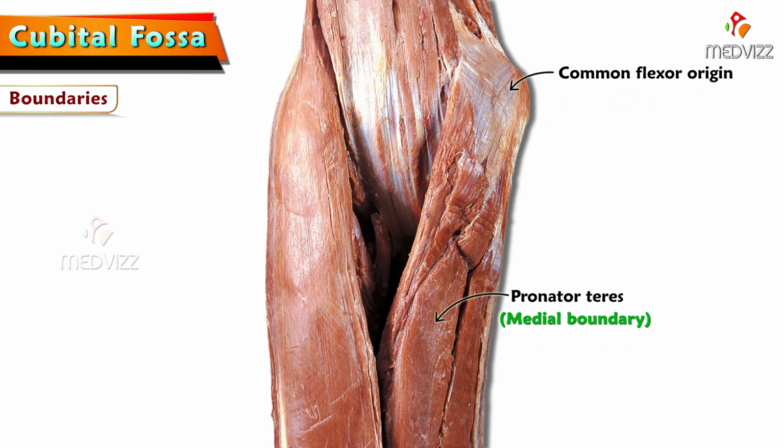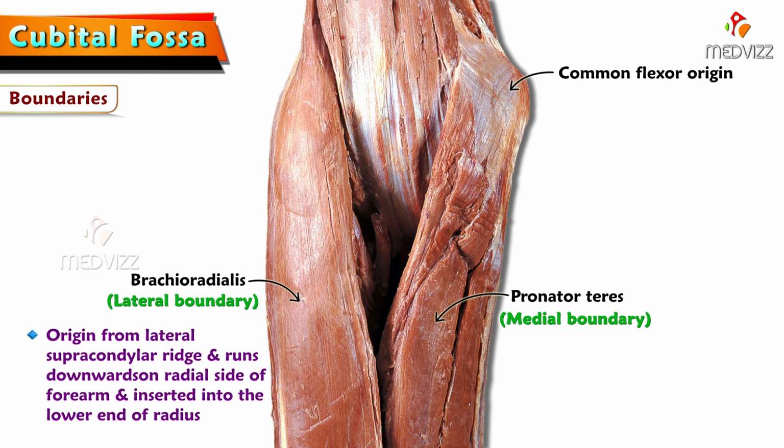The lateral boundary of the cubital fossa is formed by brachioradialis. So brachioradialis gets origin from the lateral supracondylar ridge, and it runs downwards on the radial side of forearm, and it gets inserted to the lower end of the radius.